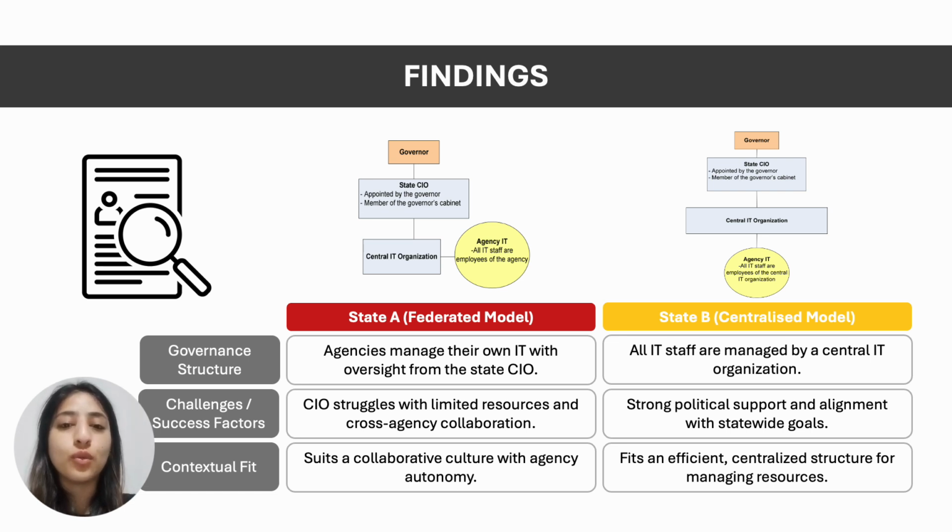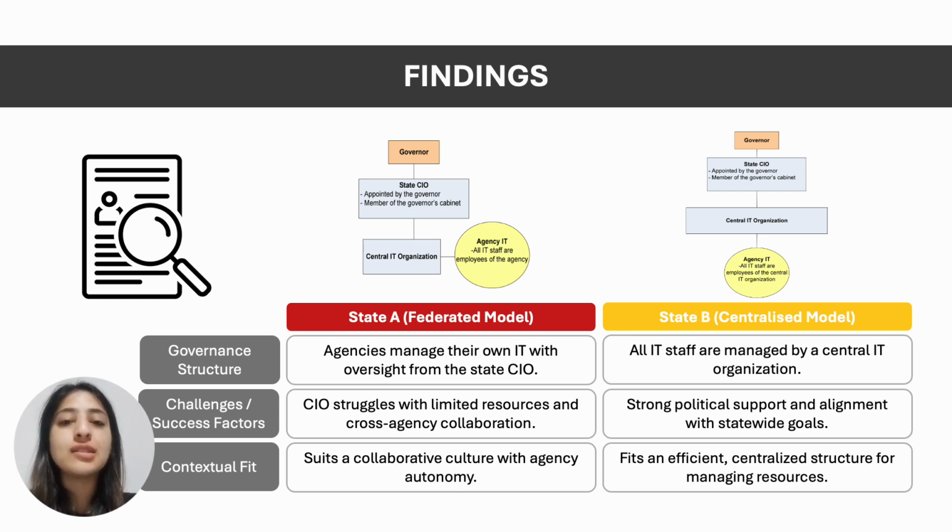Next one is the comparison overview. In the federated model, the agencies enjoy more autonomy but often face challenges with resources and collaboration. The CIO plays an oversight role but may struggle to coordinate effectively across agencies. In the centralized model, the central IT organization manages all IT staff, benefiting from strong alignment with statewide objectives. But this limits the flexibility and agility of individual agencies.